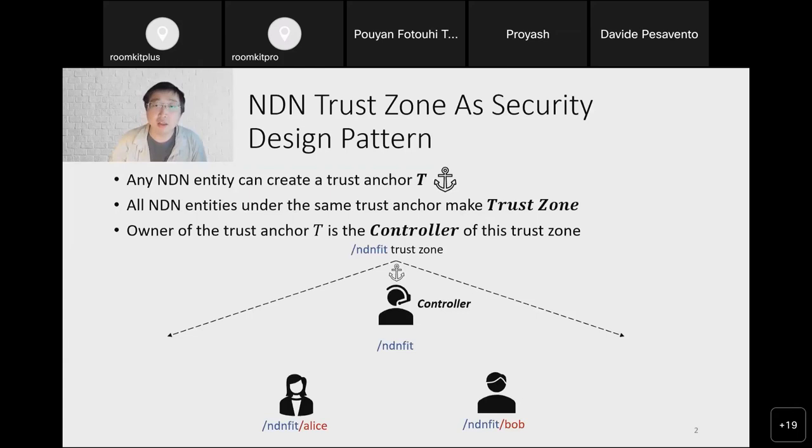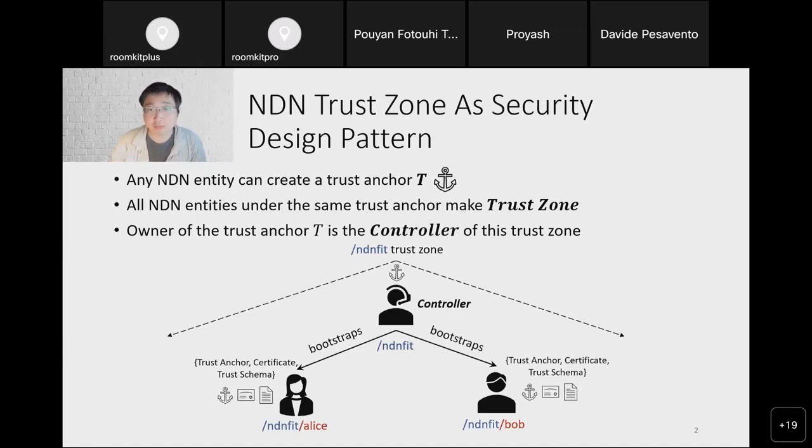In order to enable secure communications, the NDN feed controller needs to bootstrap both Alice and Bob with their trust anchor, certificate, and the trust schema. Now Alice wants to share a document with Bob. After receiving the document, Bob executes the trust schema to validate that data.